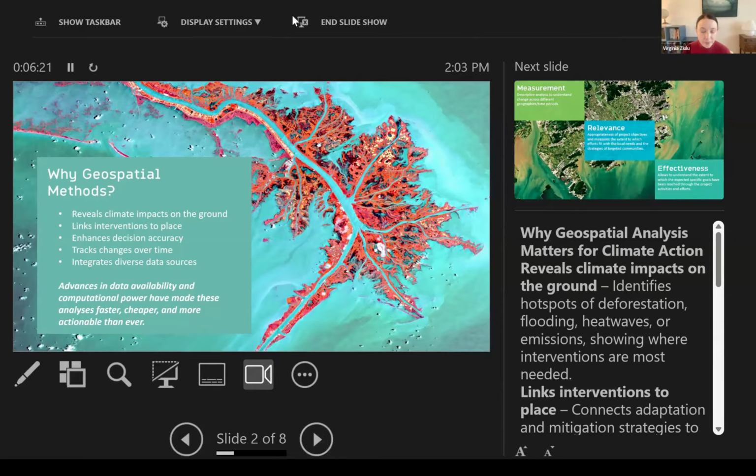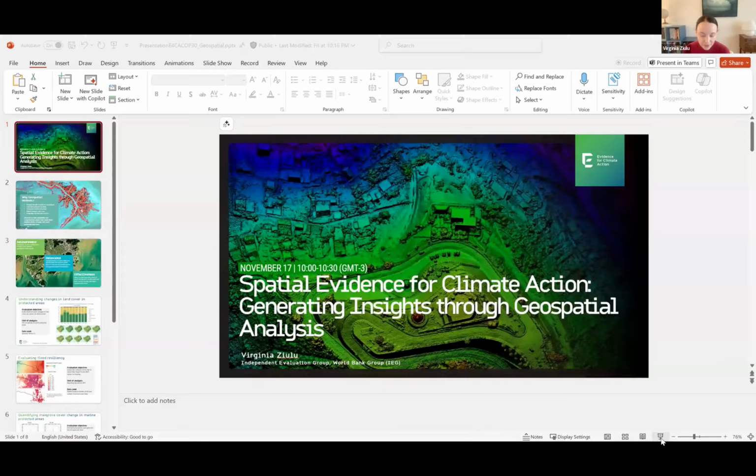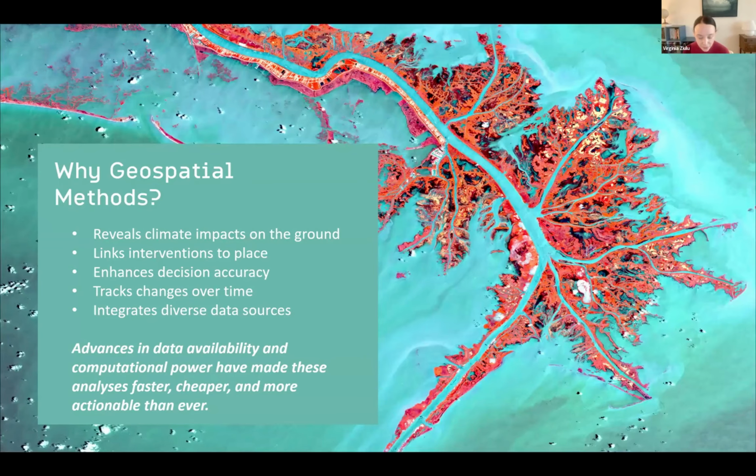Second, geospatial analysis can help link interventions to place. So, for example, by connecting adaptation and mitigation strategies to local environmental, demographical, and infrastructure context. Third, it can help us enhance decision accuracy by providing objective, location-based evidence that complements other data sources such as surveys, climate models, and administrative data. Four, it can help us track change over time by monitoring from a temporal perspective land use shift, urban expansion, or carbon stocks to better assess policy effectiveness. And finally, it can help us integrate diverse data sets for more nuanced insights. And that's where I think is one of the key strengths of this methodology.